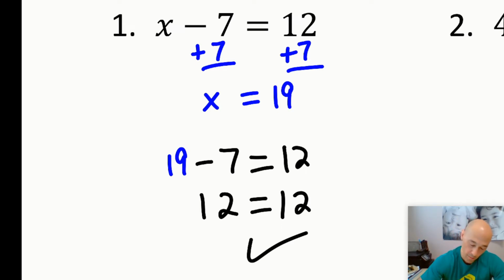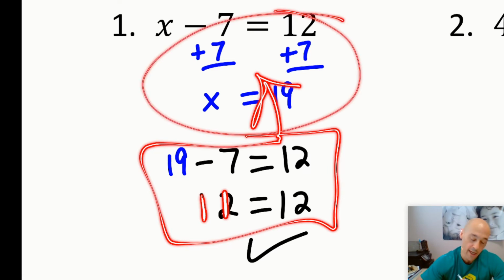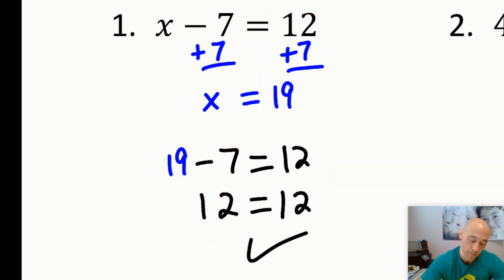If we came out with something like 11 equals 12, then the first thing we should do is see if we made any mistakes in our check. And then after we see, nope, our check is good, then we go back up to our original work and see if we made mistakes there.